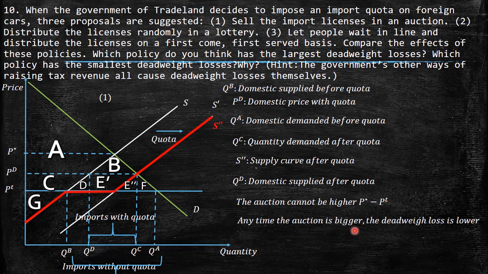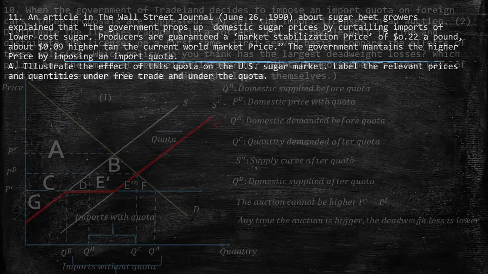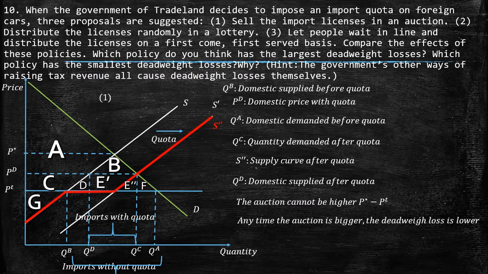So in this sense, the deadweight loss is going to be lower. Okay, so the second point is about distributing the licenses randomly in a lottery, as we have analyzed before. So there is no price, you just randomly provide the right to import. So in this sense, the deadweight loss is going to be DNF.